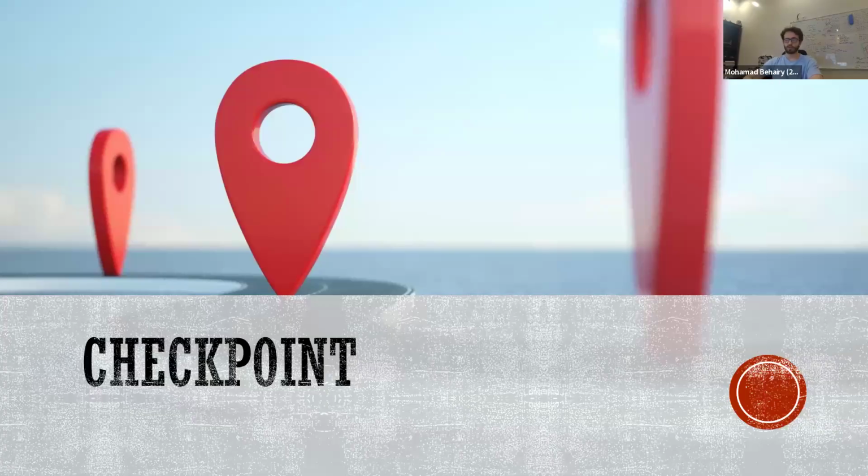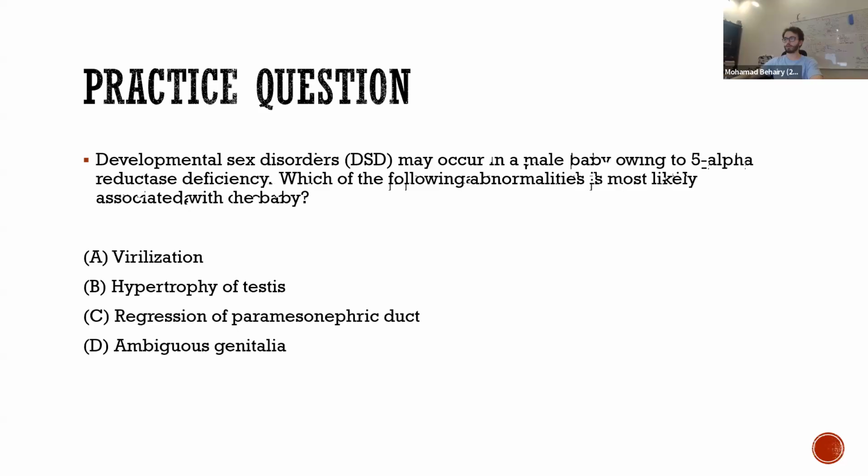Okay, another checkpoint. Does anyone have any questions? If not, we're going to move on to a question that I have for you. Developmental sex disorders may occur in a male baby owing to 5-alpha reductase deficiency. Which of the following abnormalities is most likely associated with the baby? What is this telling you? A baby does not have 5-alpha reductase. If he does not have 5-alpha reductase, what does this mean? He won't have dihydrotestosterone. If someone doesn't have dihydrotestosterone, what will the effect be? The answer would be D, ambiguous genitalia.